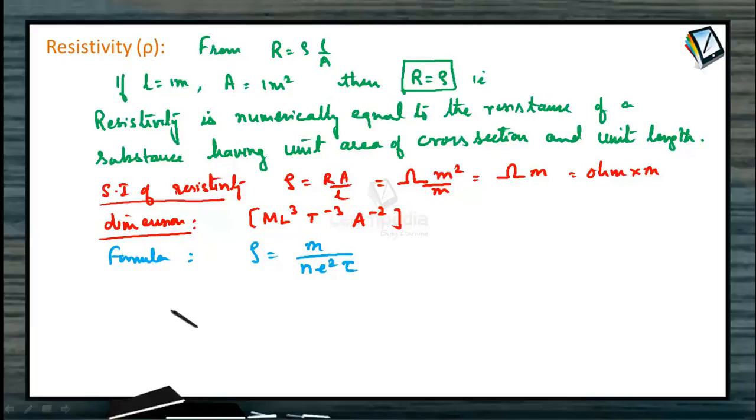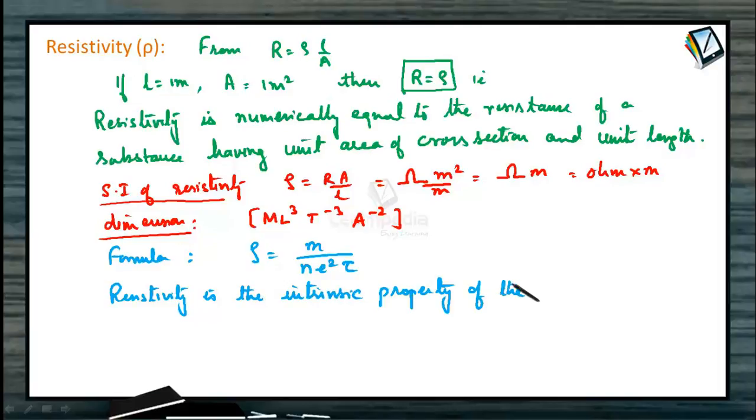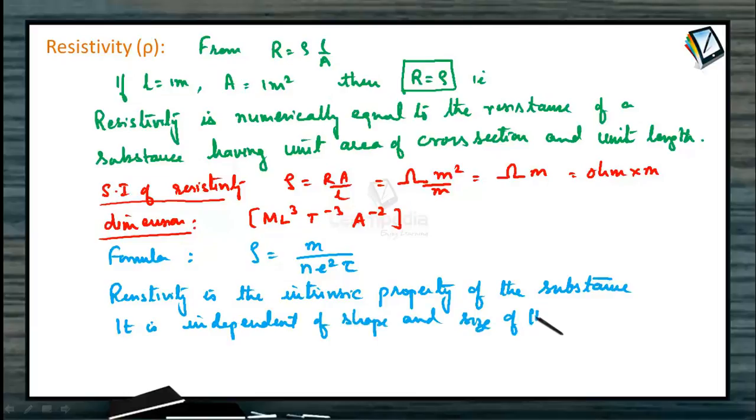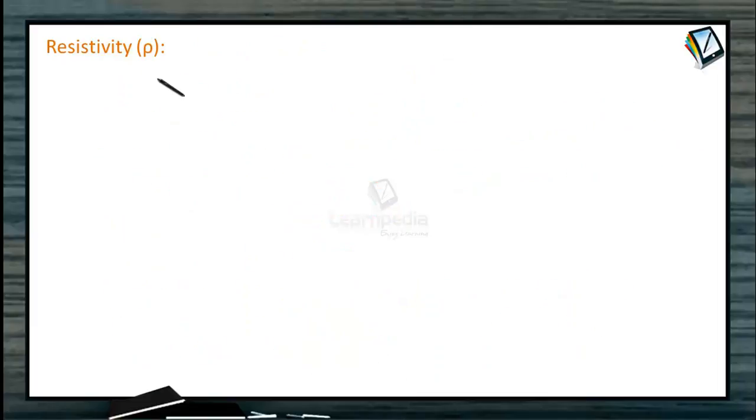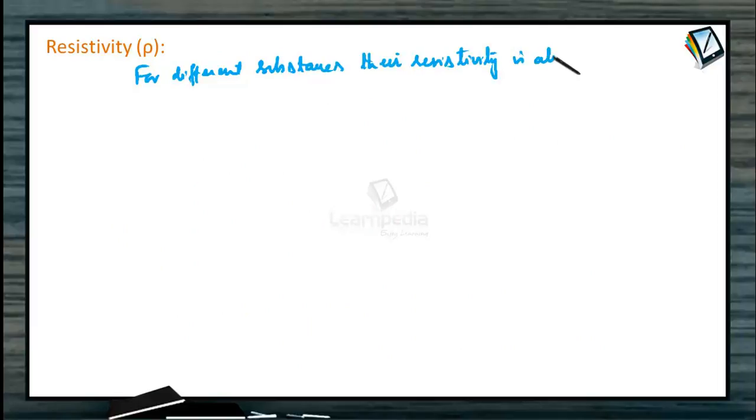So resistivity is an intrinsic property of a substance and is independent of shape and size of the body, that is, length and area of cross section. For different substances, the resistivity also will differ.